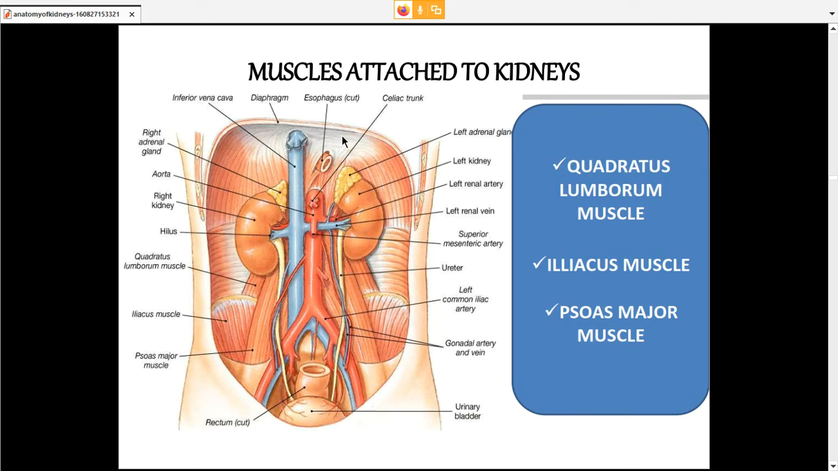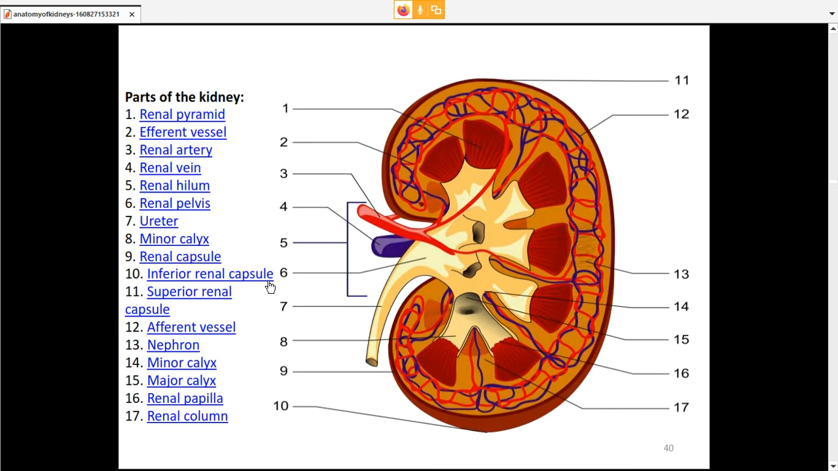Then muscles attached to the kidney. Behind the kidneys, we can identify three muscles. One is quadratus lumborum. Here you can identify the quadratus lumborum. Then psoas major. The transverse fibers are called transversus abdominis. These are the three muscles which are present behind the kidneys.